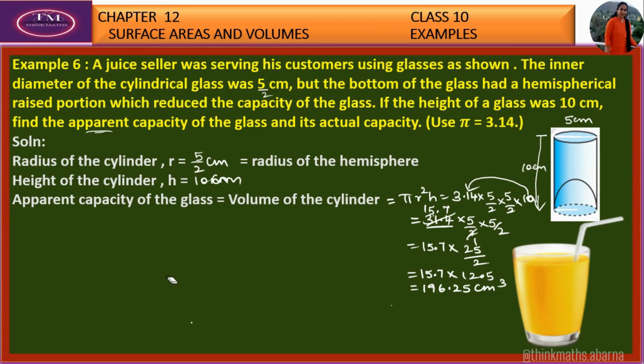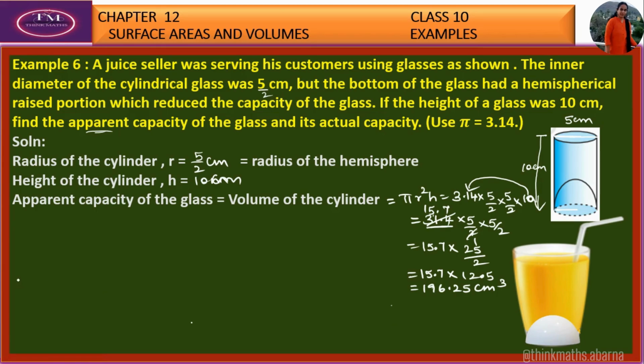What is the actual capacity? It is nothing but volume of the cylinder minus volume of the hemisphere. Because what the juice seller has done, he has placed a hemispherical depression. Actually, the glass is full. This is the actual capacity. This is the apparent capacity, but actual capacity is reduced by keeping a hemispherical depression at the bottom. So this juice is reduced. How much it is reduced? From the volume of the cylinder, we have to subtract this volume of hemisphere to get the actual capacity.